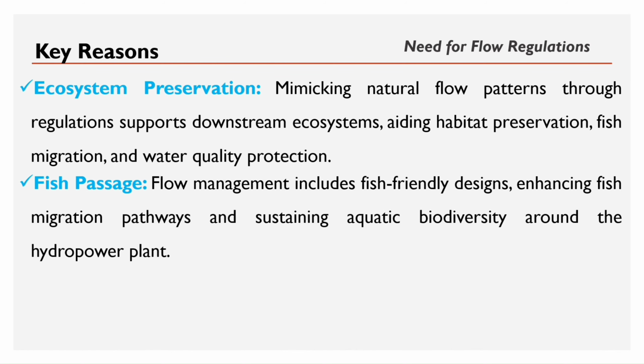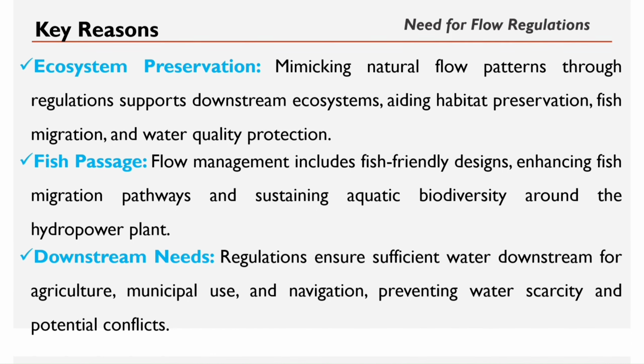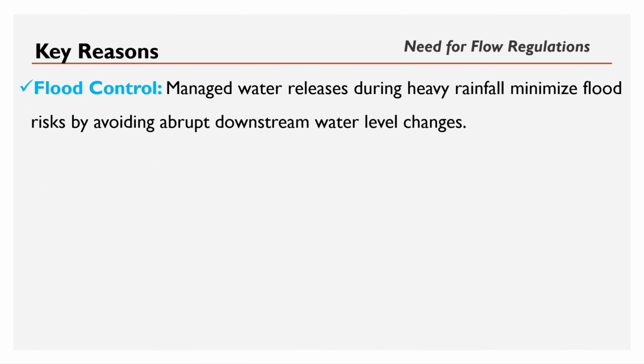Fish passage: flow management includes fish-friendly designs, enhancing fish migration pathways and sustaining aquatic biodiversity around the hydropower plant. Downstream needs: regulations ensure sufficient water downstream for agriculture, municipal use, and navigation, preventing water scarcity and potential conflicts. Flood control: managed water releases during heavy rainfall minimize flood risks by avoiding abrupt downstream water level changes.